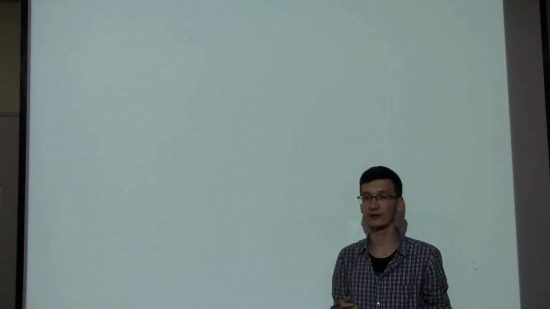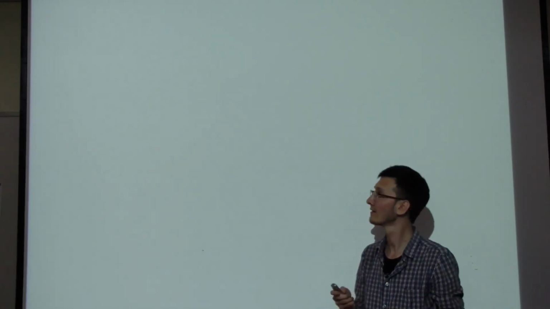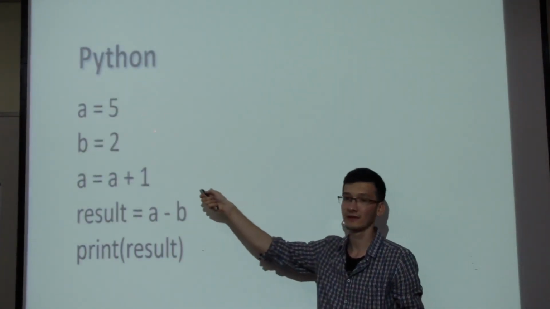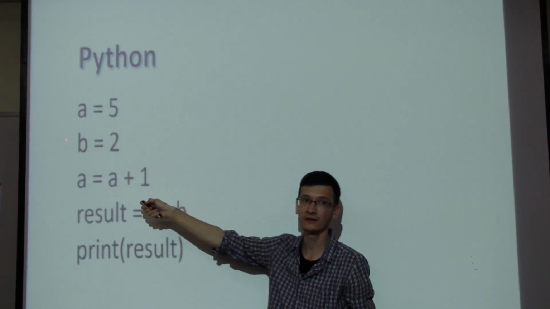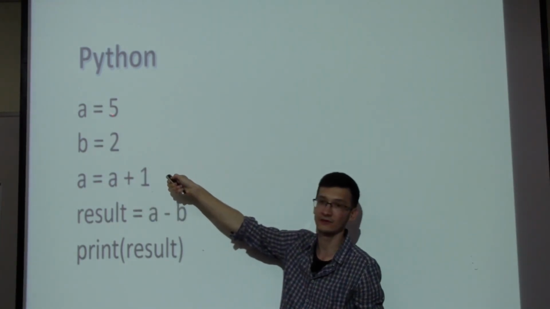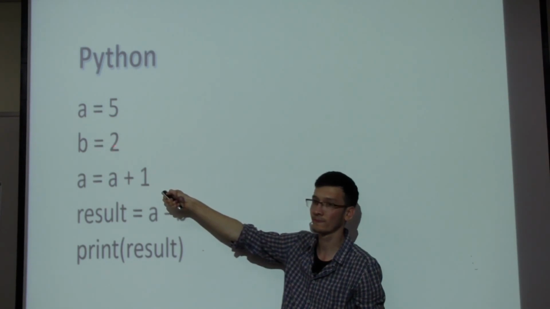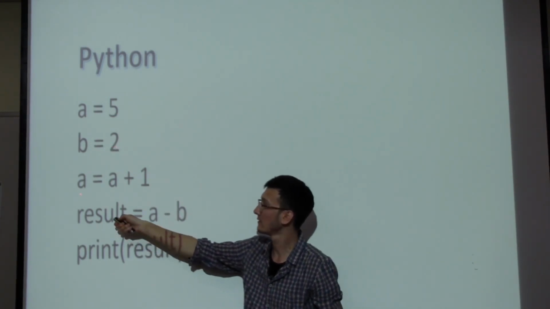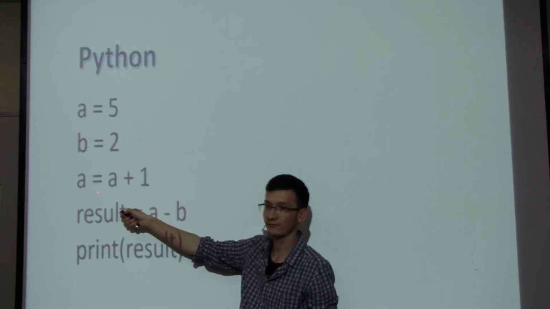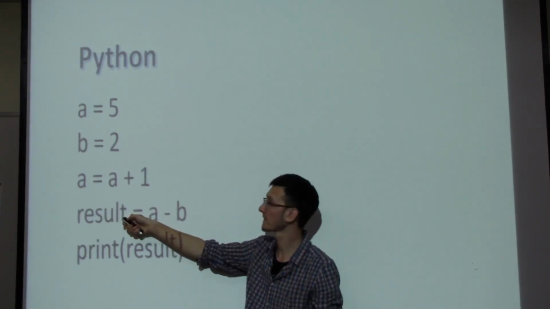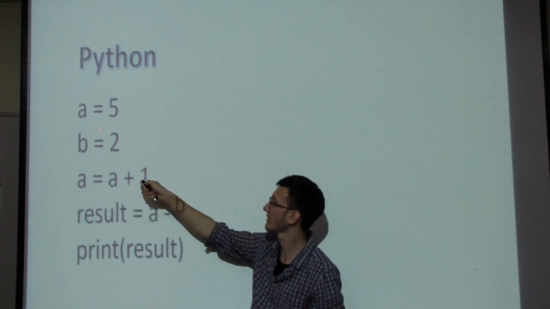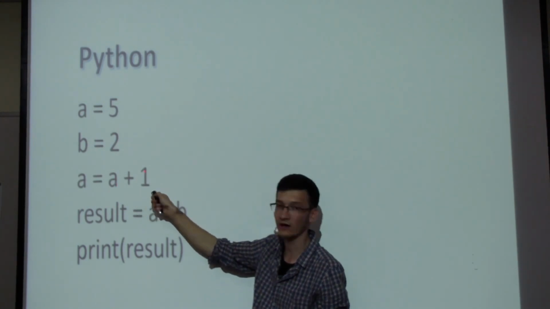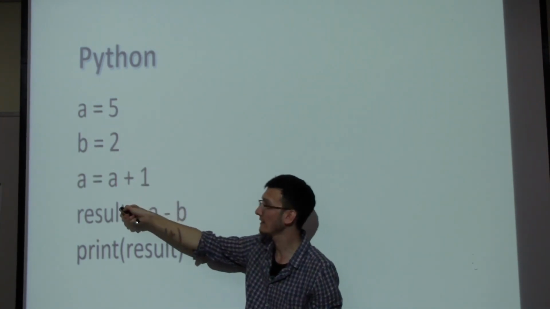Now, we reach the really interesting slide. For example, in the Python programming language, we created two variables, A and B, and we gave them integer numbers, 5 and 2. And now here we have such a simple formula. Our A is 5 now. 5 comes here. This is 5 plus 1, 6. A is now 6.